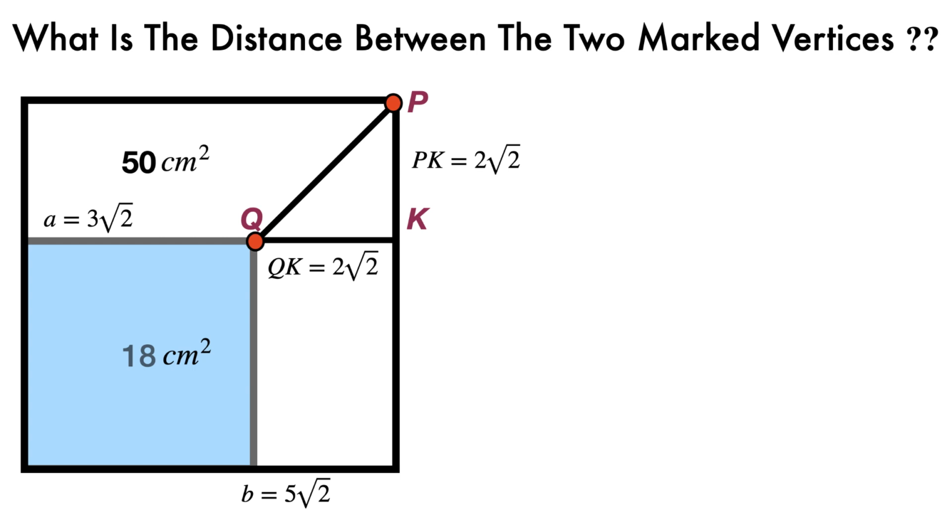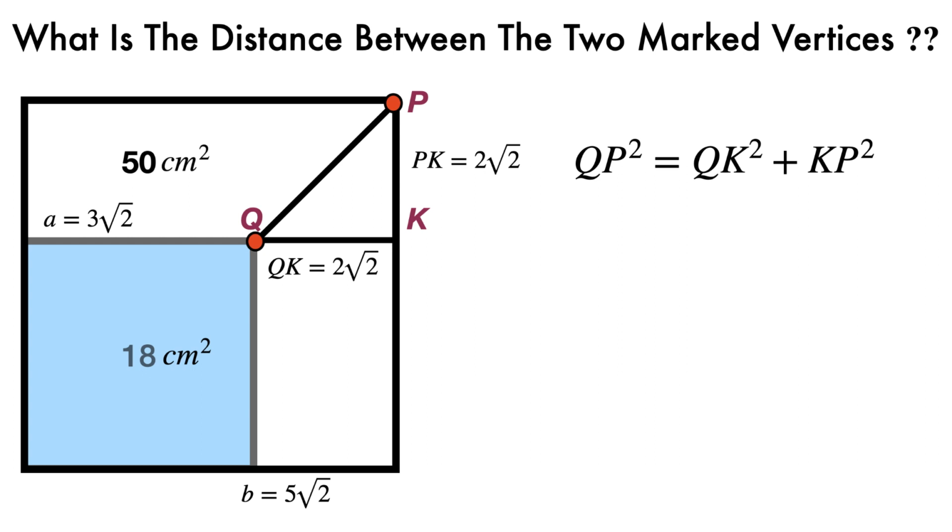We know from the figure QKP is a right angle triangle. We can apply Pythagoras theorem here. The theorem states that in a right angle triangle, the square of the hypotenuse is equal to the sum of the squares of the other two sides. So by Pythagoras theorem applied to the triangle QKP, we have QP squared equals QK squared plus KP squared.